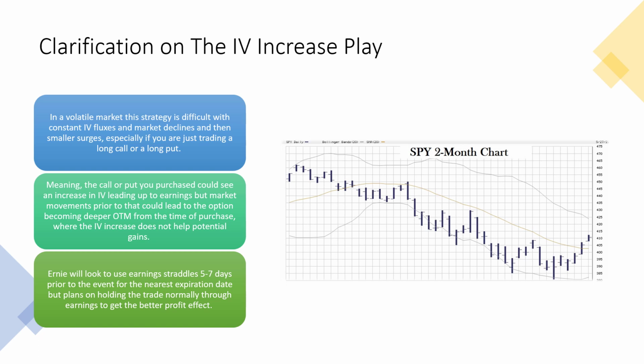In general, Ernie will look to use an earnings straddle maybe 5 to 7 days prior to the event for the nearest expiration date, but we plan on holding through the trade, normally through earnings, to get the better profit effect, knowing that we will cross that event and see a decrease in implied volatility.